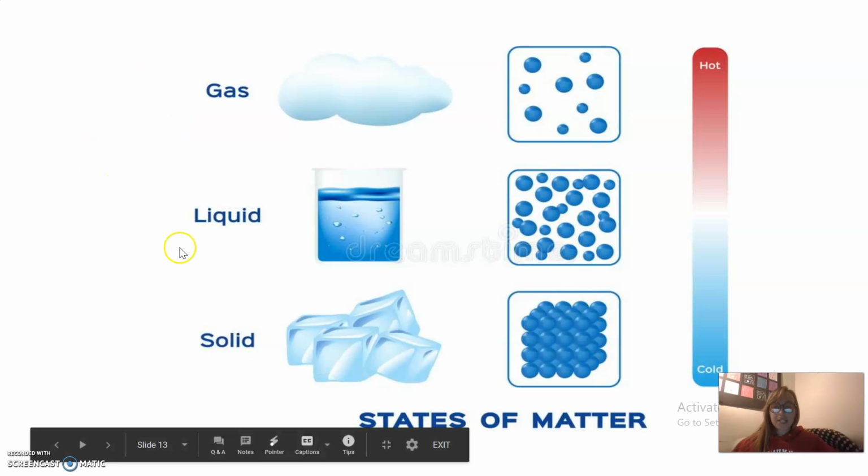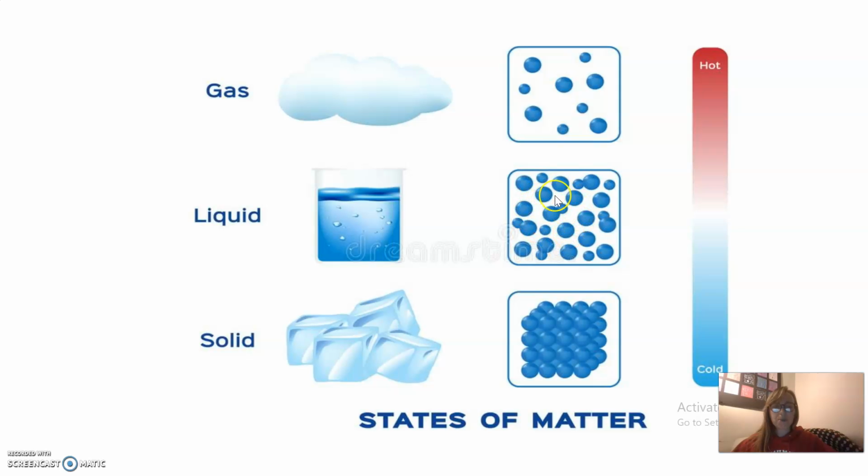Then we have the three states of matter that we're going to be talking about. So a solid, liquid, and gas. You can see the molecules here lined up together in a solid. In a liquid, they're kind of more spread out. They have more kinetic energy because they are warmer. And then in the gas, they have even more kinetic energy because they are even warmer and they have more thermal energy. And so they're even more spread out.